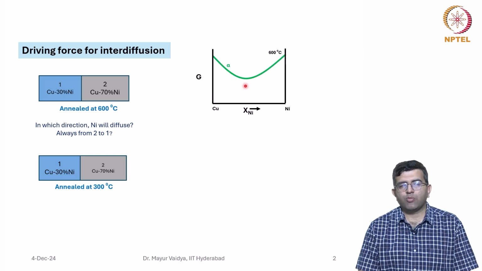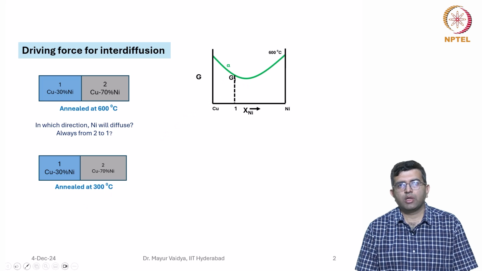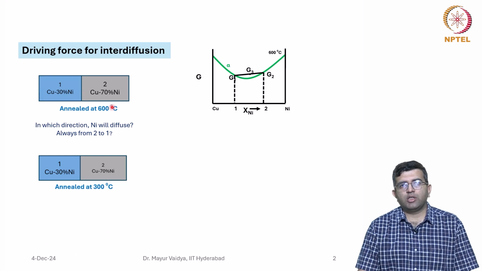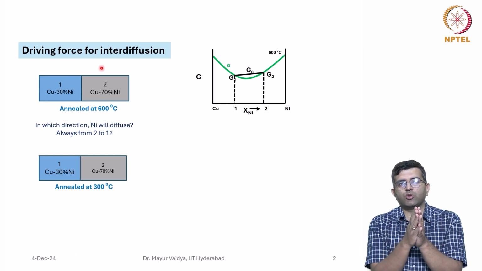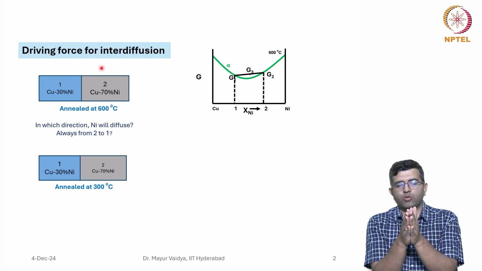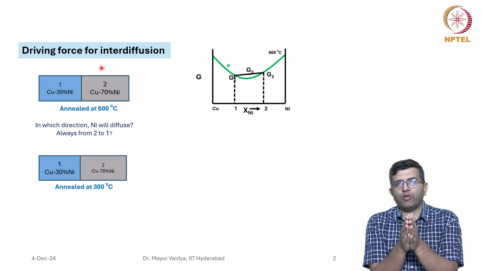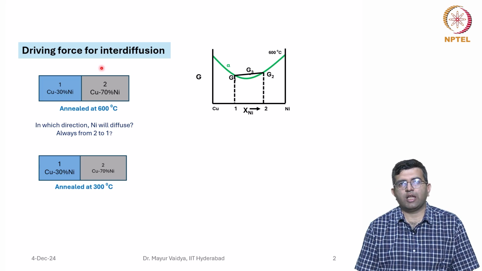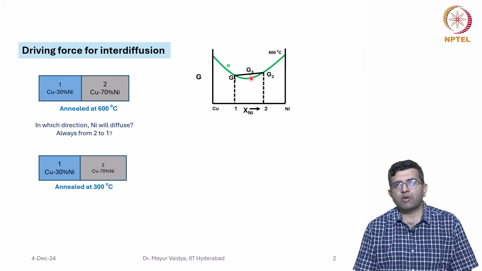Now, on this free energy curve, let us mark the free energy of these two alloys. G1 is for alloy 1, G2 is for alloy 2. Before the interdiffusion, that means when you just place these two blocks in contact, the total free energy of the system, if you recollect, is given by a straight line joining them. This is given by some point here, which let us call G3.